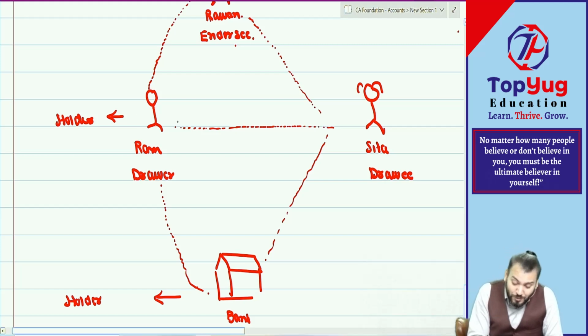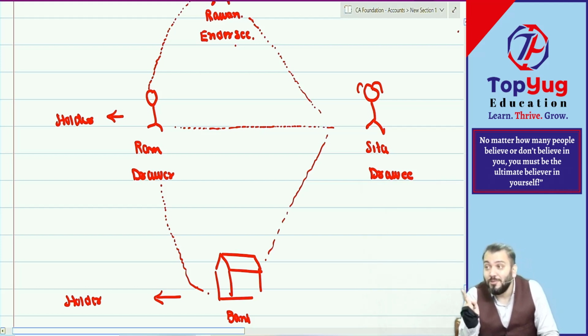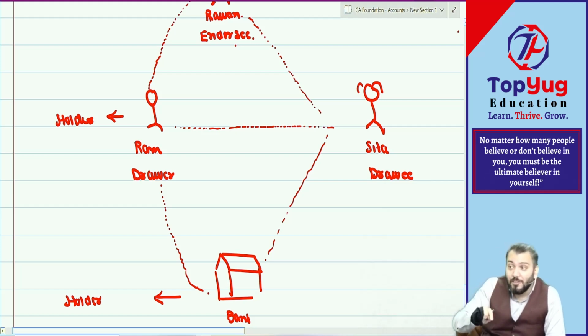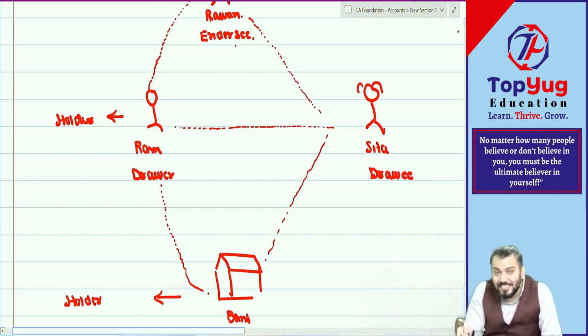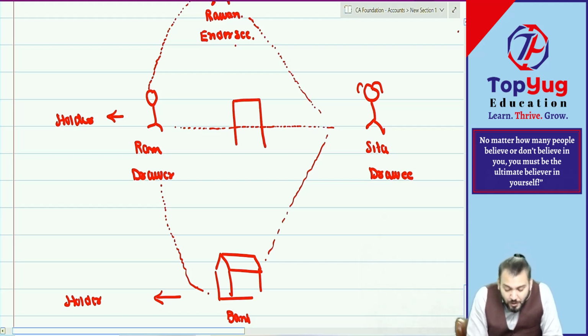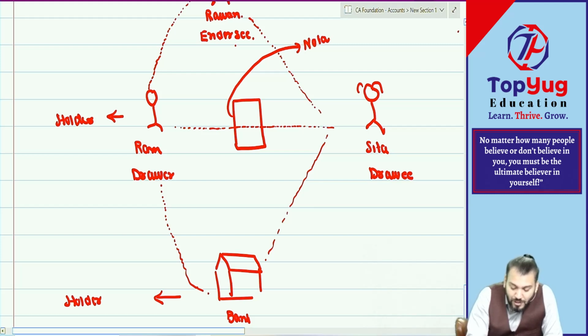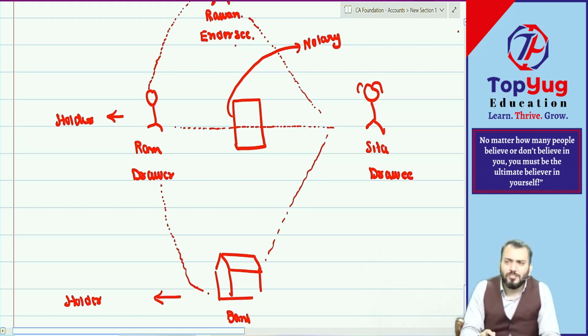Now, because Ram knows about Sita's position, what will Ram do? Ram will not go directly to Sita, because Ram knows Sita may dishonor, as he has the information about Sita from the market. So Ram will go to one person who is known as a notary. Who is known as what? Notary. Notary is nothing but an officer of court.